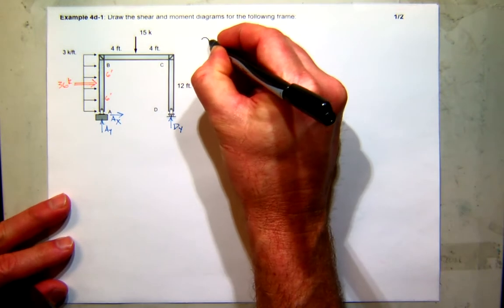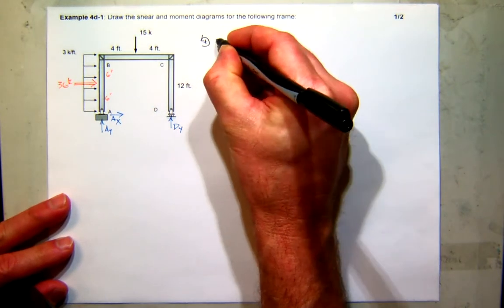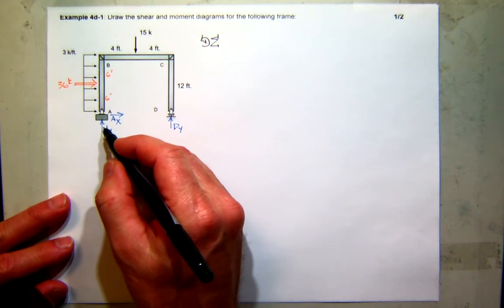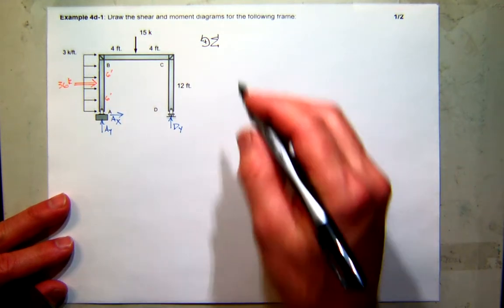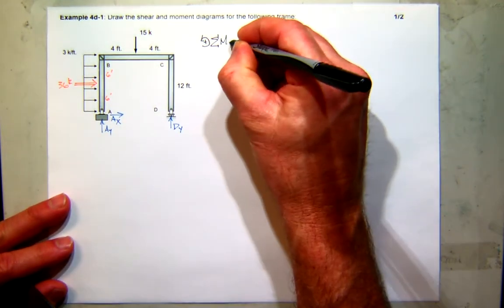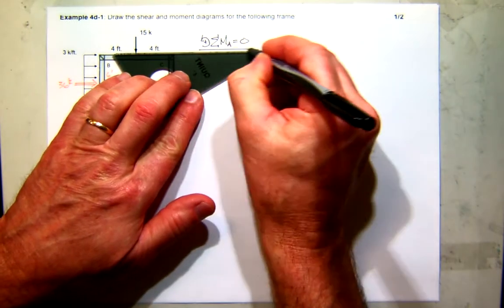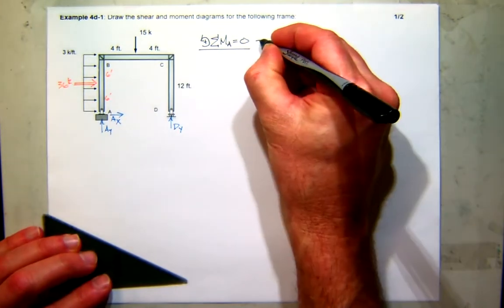So we'll start with some moments first. A good place to do that would be at A, since two of our unknowns, their lines of action, are concurrent at A. So we'll do that. So there's my equilibrium statement. And then when I go to do it, let's see what I've got.